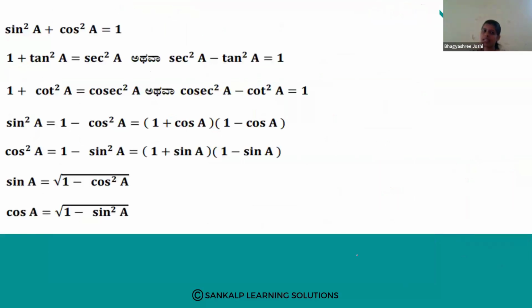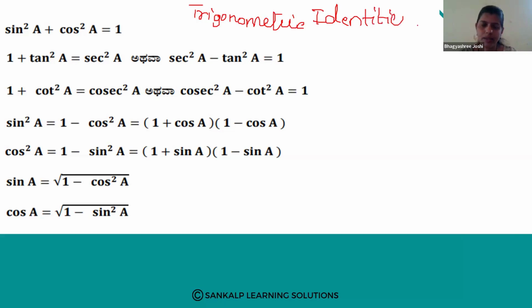is 0. Okay. Next, another important thing we are going to remember. You already know these are trigonometric identities. Sin square A plus cos square A is equal to 1. This is very, very important. 1 plus tan square A is equal to sec square A. Or you can write, transferring tan square A to this side, sec square A minus tan square A is equal to 1.